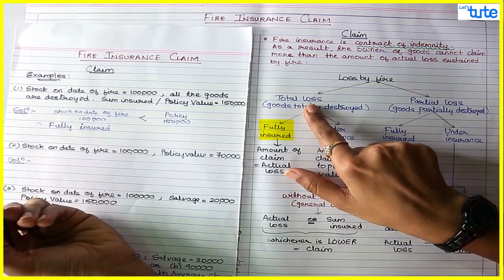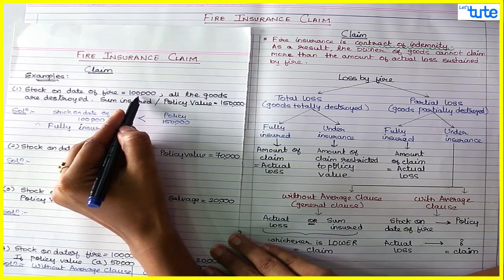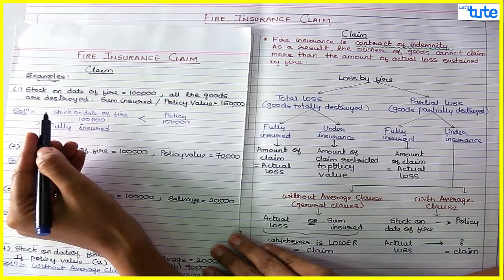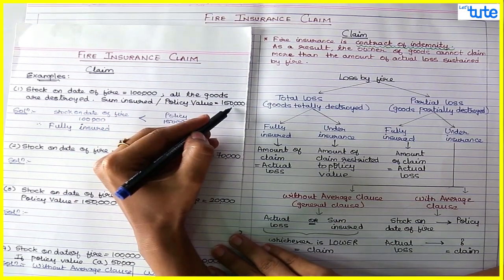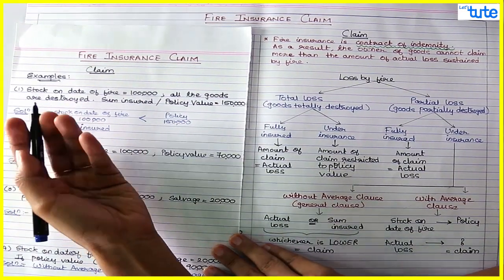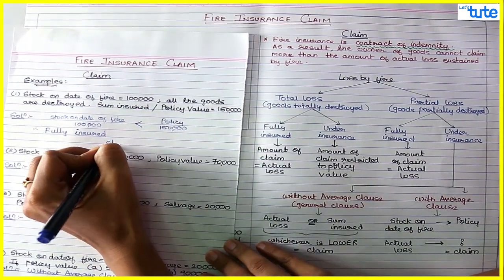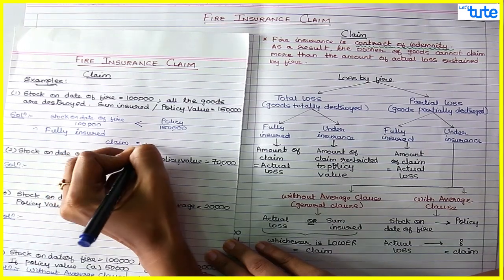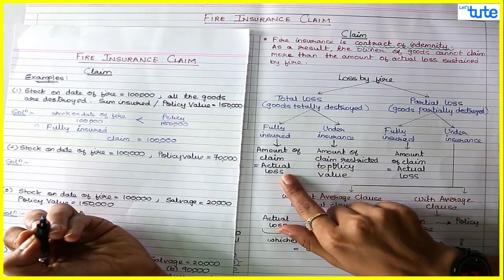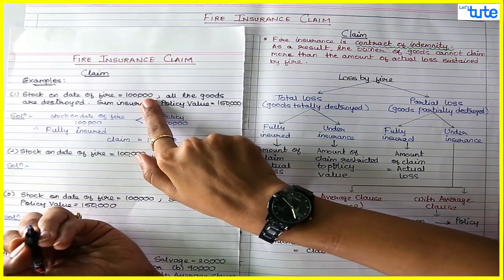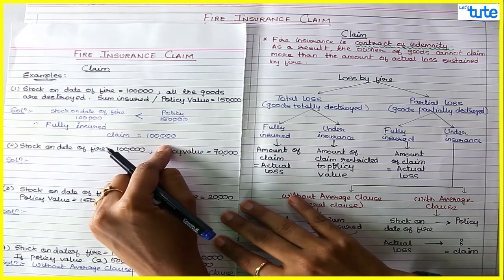And this is a total loss and the stock is fully insured. So if we see, there was a stock of 1 lakh, all the goods are destroyed. So my actual loss is 1 lakh and I have a policy of 1,50,000. So the insurance company will compensate for my entire loss suffered. In this case, the claim amount would be equal to 1 lakh. So the amount of claim is equal to actual loss, and our actual loss is 1 lakh because there was no salvage and the entire stock was lost. So guys, this is very simple.